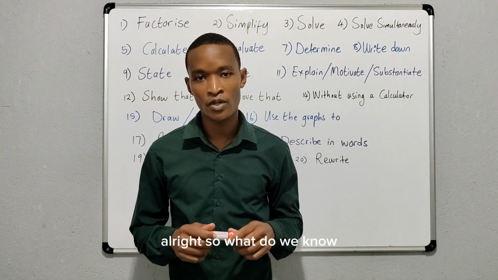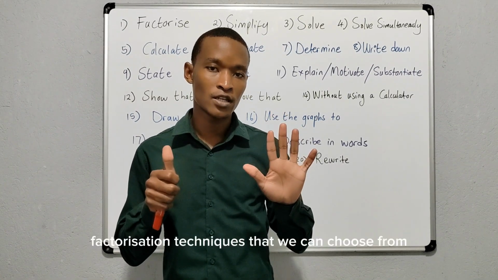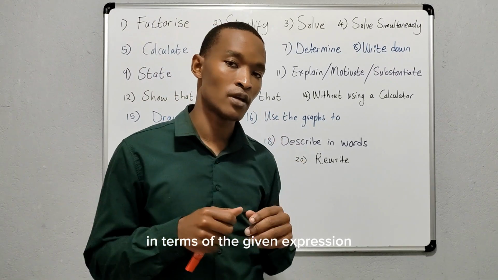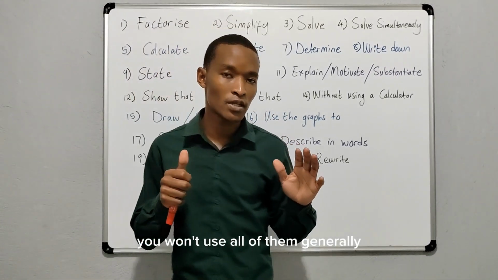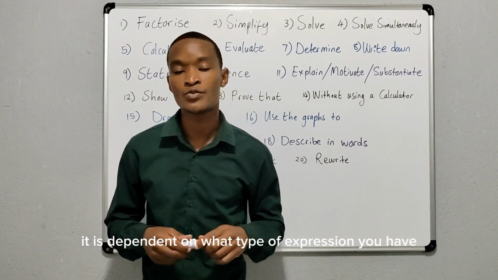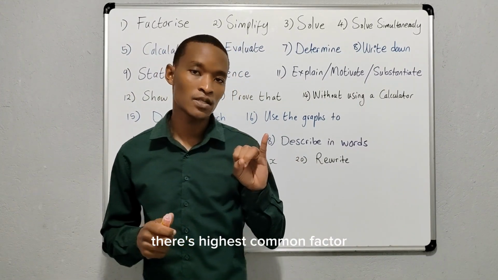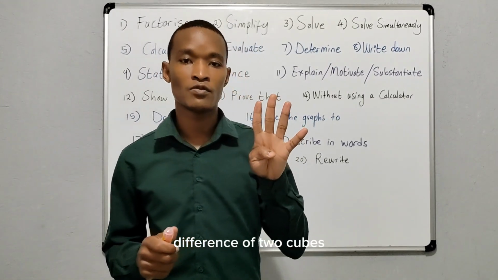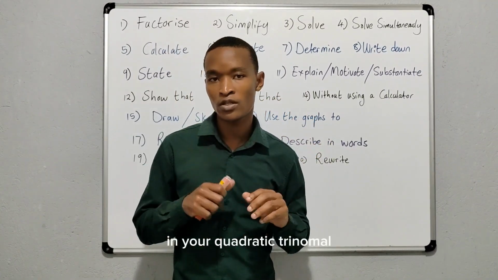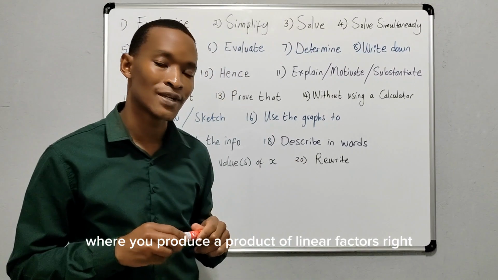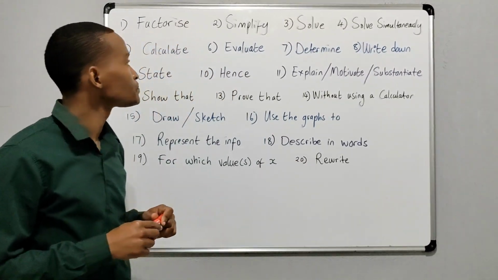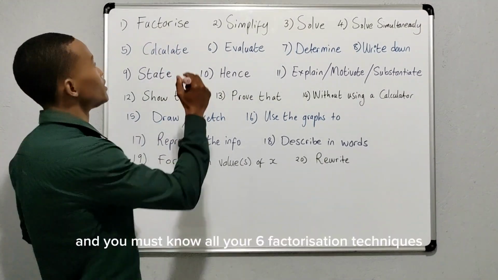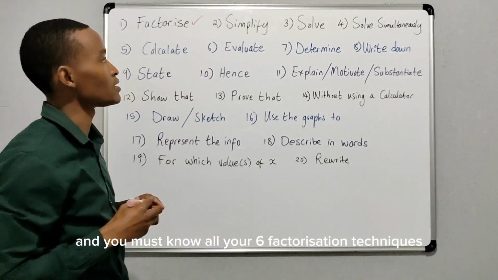All right, so what do we know? There are 6 factorization techniques that we can choose from in terms of the given expression, and obviously you won't use all of them. Generally, it is depending on what type of expression you have. So there's highest common factor, there is grouping in pairs, difference of 2 squares, difference of 2 cubes, sum of 2 cubes, and your quadratic trinomial, where you produce a product of linear factors. All right. So this one has to do with expressions, definitely, and you must know all your 6 factorization techniques.